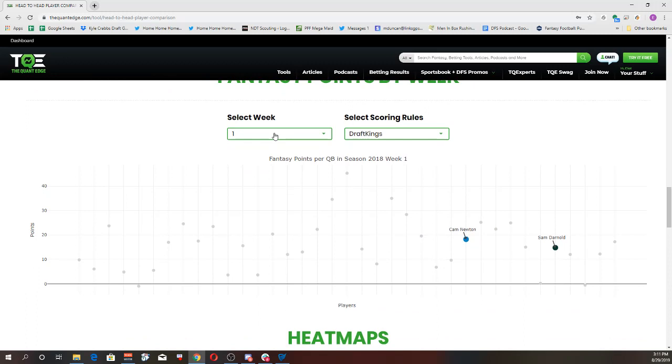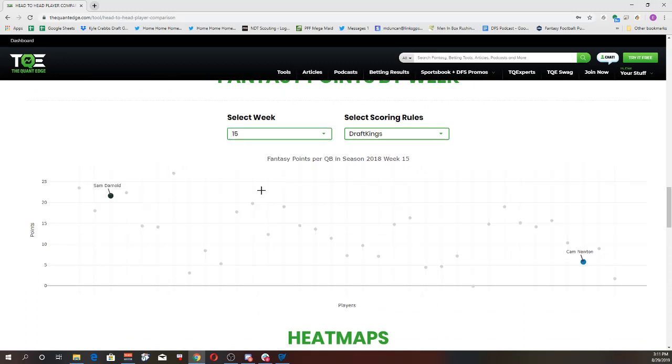Fantasy points by week, we can look at it on a scatter chart any week. I can say, okay, Week 15, Sam Darnold scored this many fantasy points. Matt Ryan scored this many. I can look at where they compared on the chart.